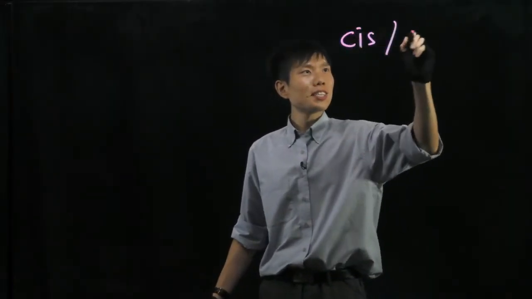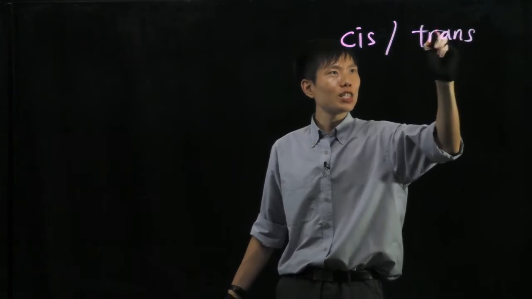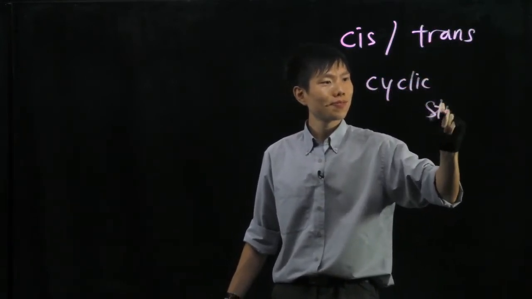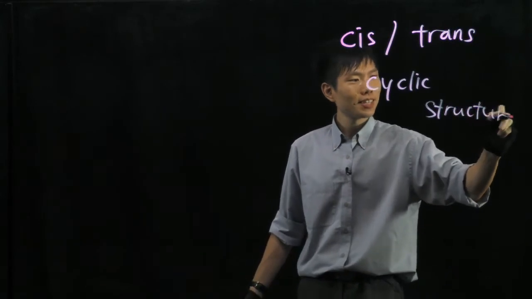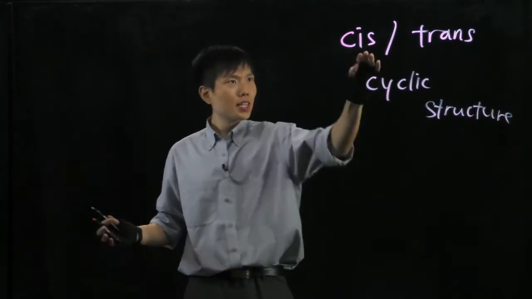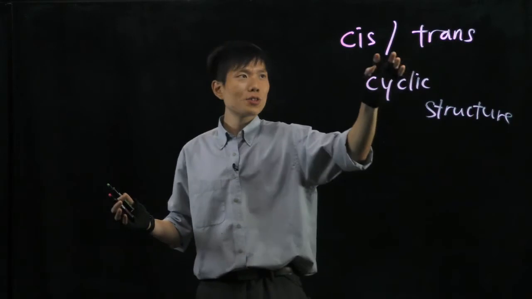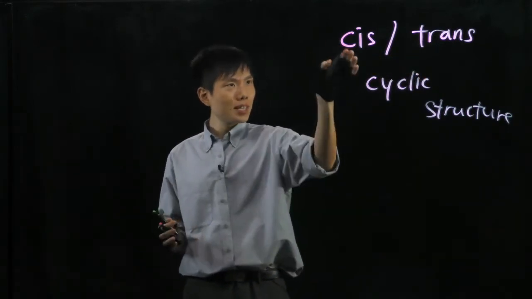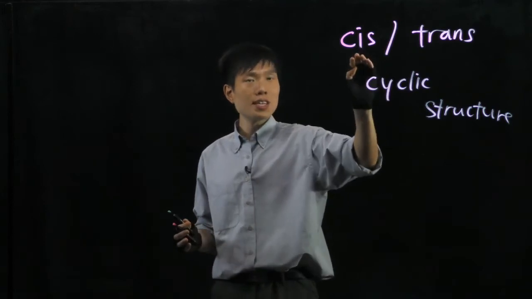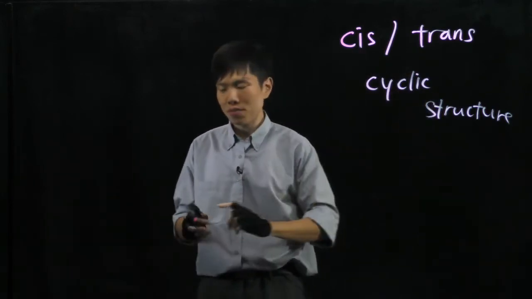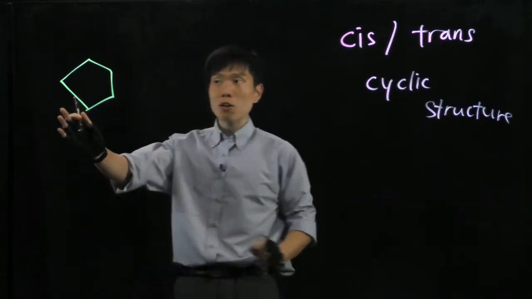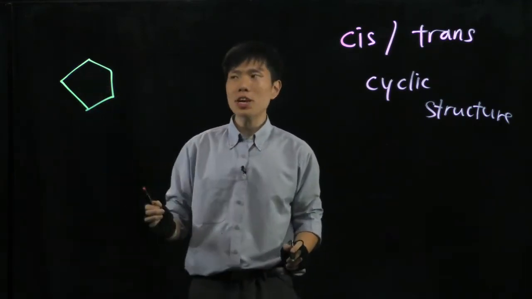So here, you'll be doing the cis or trans isomers in a cyclic structure. Now the terms cis and trans, as you have learned just now, can be applied for certain carbon-carbon double bond molecules. But in this topic here, we focus on the use of cis and trans in a cyclic structure.